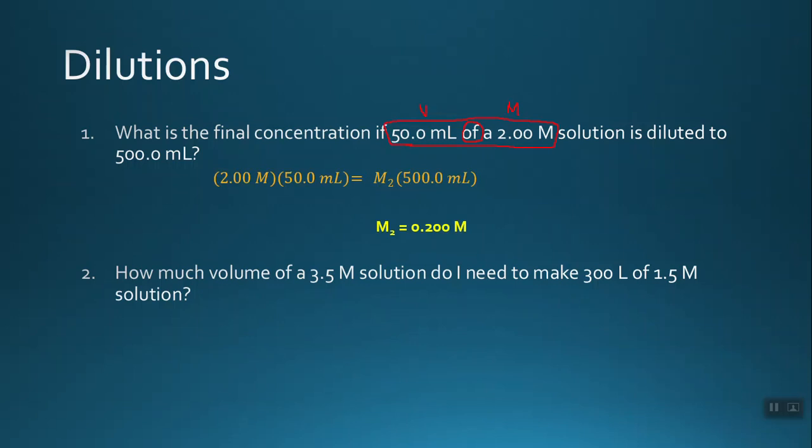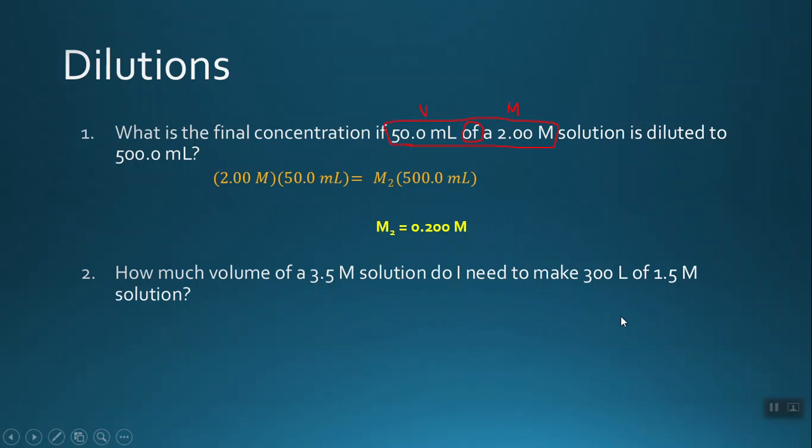So in a lab, what would this look like? In order to make a concentration of 0.2 M, you would take 50 milliliters of a 2 molar solution, okay, so 50 milliliters of that, and add enough water to get to a total of 500 milliliters. And that's how you would make a new concentration of 0.200 M.